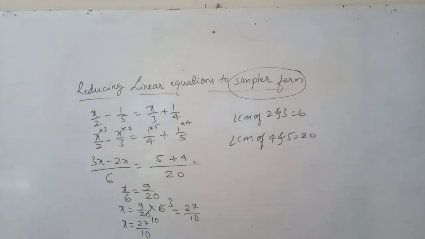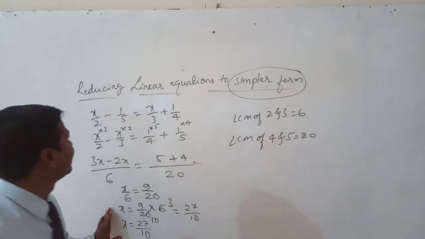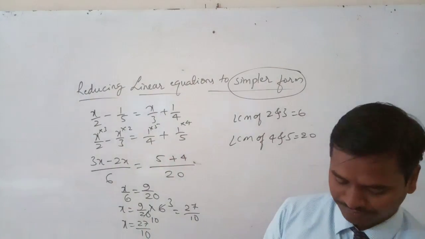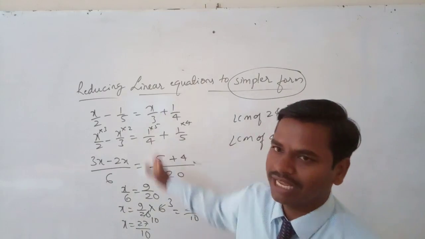X equal to 27 by 10. If you want to check that one, you can verify using LHS and RHS value. Here, first see the first step. We can explain this one once again.